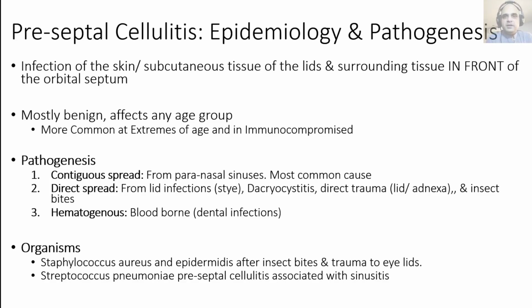The organisms that are most commonly found in pre-septal cellulitis are Staphylococcus aureus and epidermidis, and these are found if the way that the organism affected the tissue was through insect bites or trauma. Streptococcus pneumoniae is if you have a pre-septal cellulitis that's associated with sinusitis.